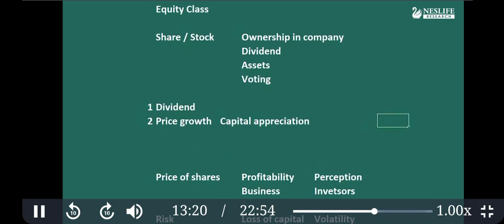Okay. So equity means what? Equity means shares, buying shares. Now there is a slight difference between shares and stock, but for practical purposes, keep them the same. Okay. Share and stock, there is a slight technical difference, but for practical purposes, consider both as the same, share and stock. What is a share? A share is the ownership in the company.